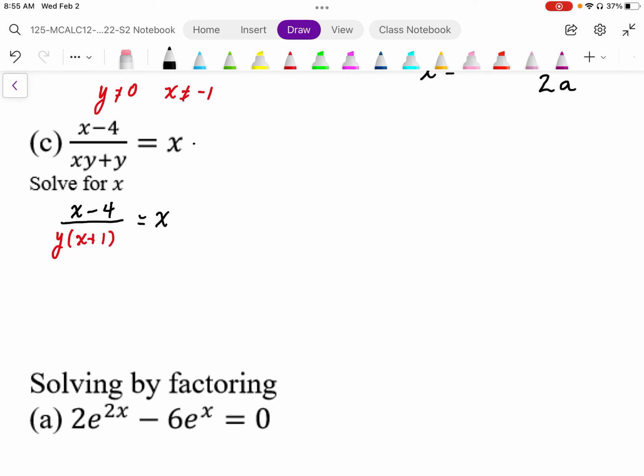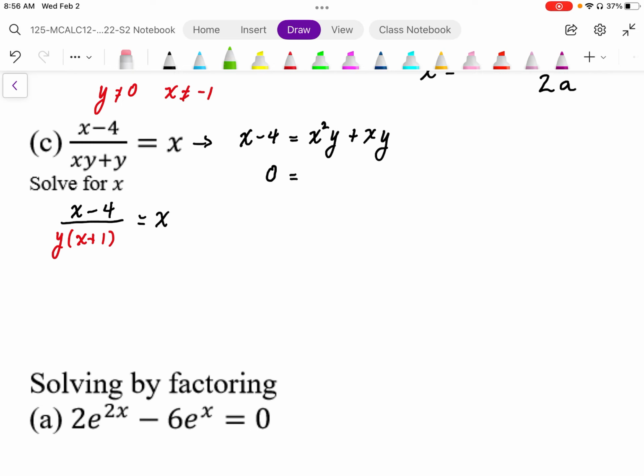Now to solve this equation, I'm just going to start here, and I'm going to cross multiply this. So I have x minus 4 is equal to x squared y plus xy. Now this equation has an x squared in it. We're solving for x, so it's a quadratic equation in terms of x. So what I want to do is make it equal to 0.